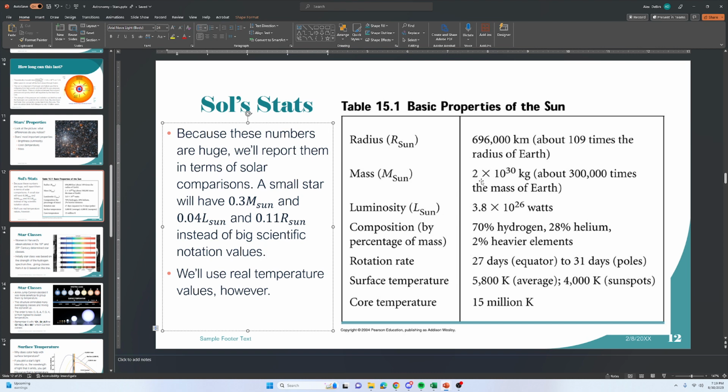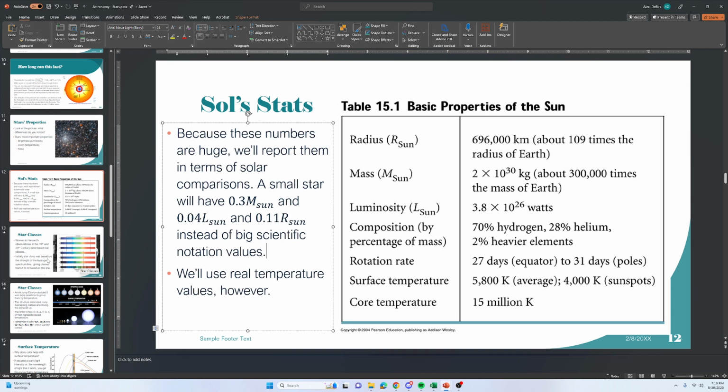Otherwise, we're stuck using giant scientific notations. Like, look at this number over here. The sun has a mass of 2 with 30 zeros behind it in kilograms. We don't want to deal with those numbers. Okay, so keep in mind we got 3 properties that you're going to want to look at: mass, brightness, and the temperature.